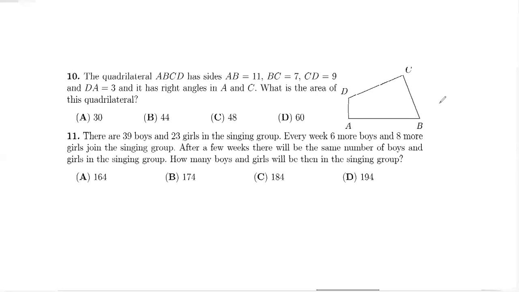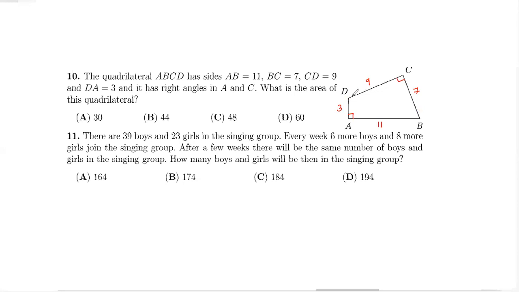Let's do question number 10. The quadrilateral ABCD has sides AB as 11, BC as 7, CD as 9, and DA as 3. And it has right angles at angle A and angle C. What is the area of the quadrilateral? Now, if I draw something here, then this is a trapezoid, but I don't have the dimension for this side. So I can't really find the area of the trapezoid.